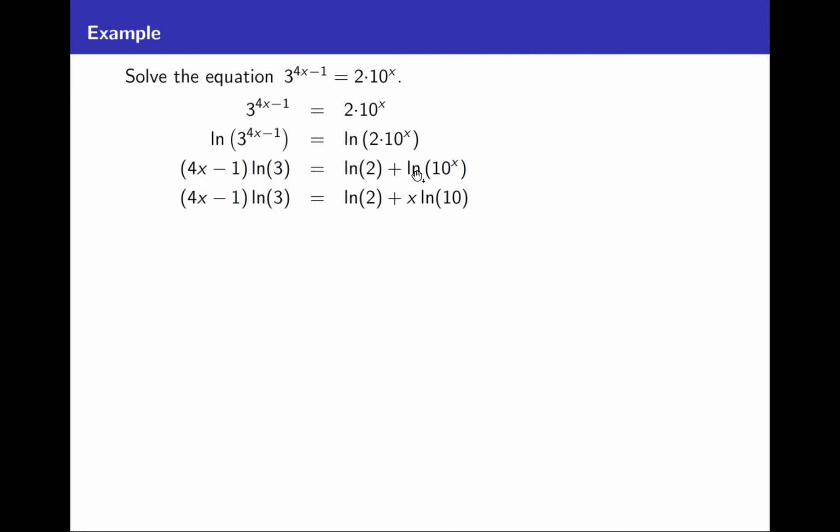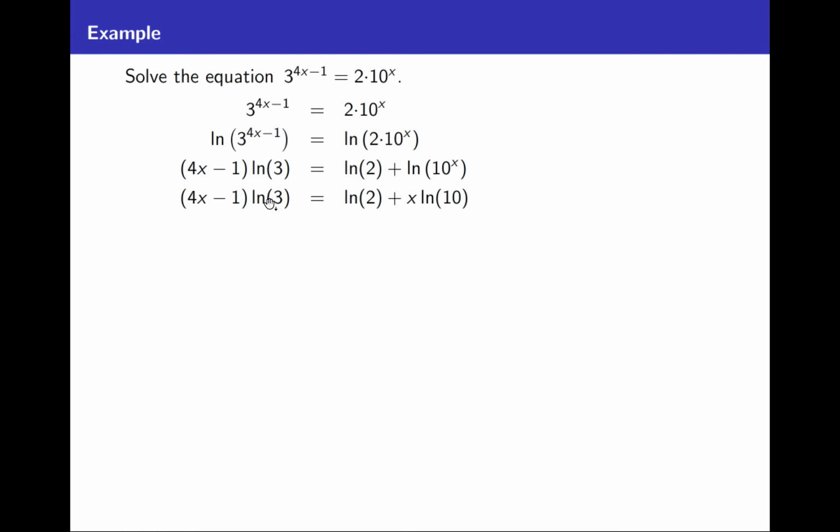Now, furthermore, this ln of 10 to the power of x, that x is going to come down in front of the ln and changes it to x times ln of 10. So in this step, all of the x's have been brought down from the power to be just factors. So next we want to solve for x, to isolate the x. And we see the x happening here and also there. So we want to collect all the terms that have an x in them on one side and combine them.